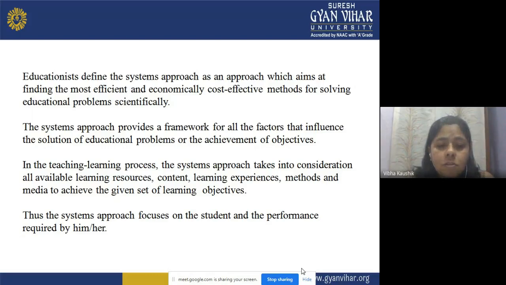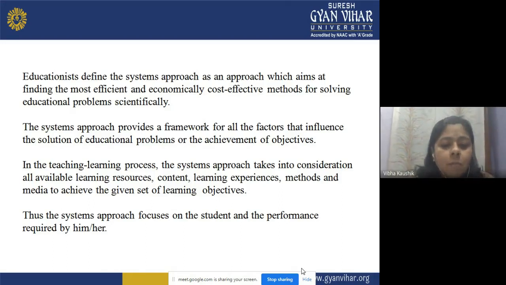In the teaching learning process, the system approach takes into consideration all available resources. Now, what will be all the available resources? It can be a text, it can be a video, it can be a PPT or other material that assists students to meet the expectations for learning. Content, learning experiences, the experiences which they are having during the teaching learning process. Content is the curriculum or the topic, methods which the teachers are using to deliver the content, and media to achieve the given set of learning objectives.